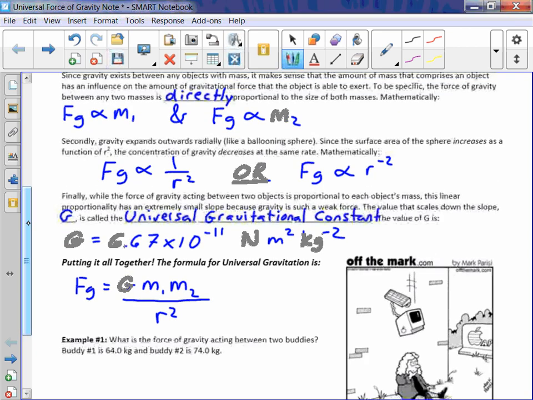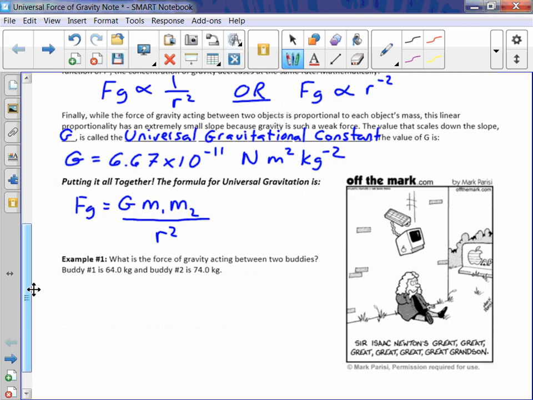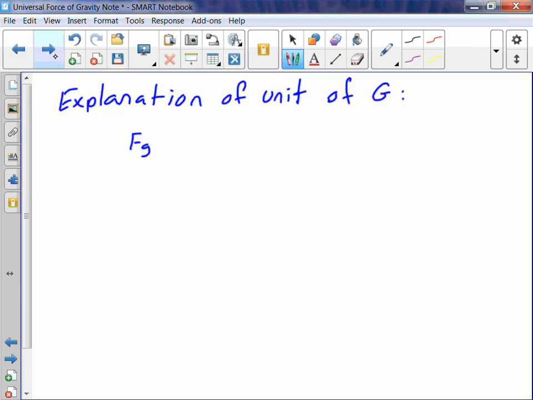Okay, so force of gravity is proportional to both masses, inversely proportional to r squared, and scaled down by a factor of G. And that's the whole equation right there. Now, the side note is explaining why that unit of G is the way it is.